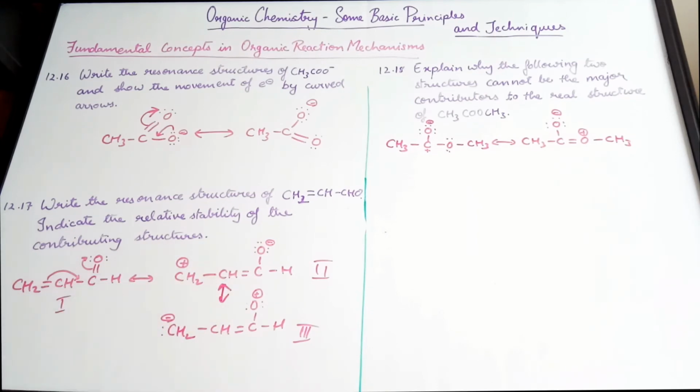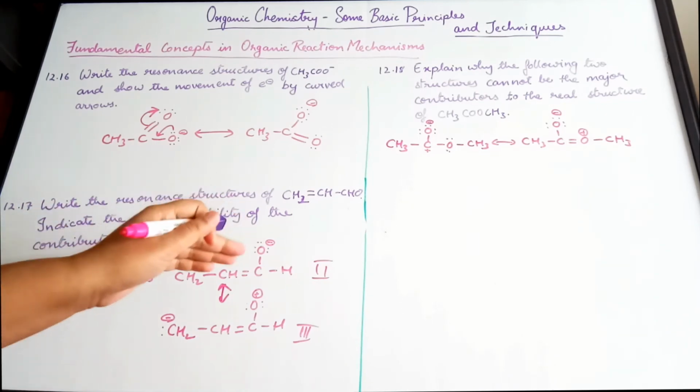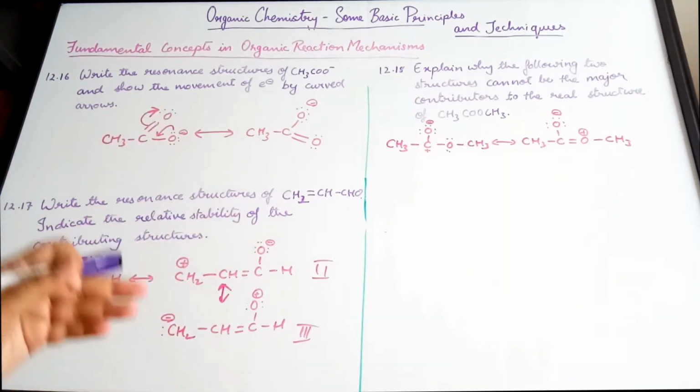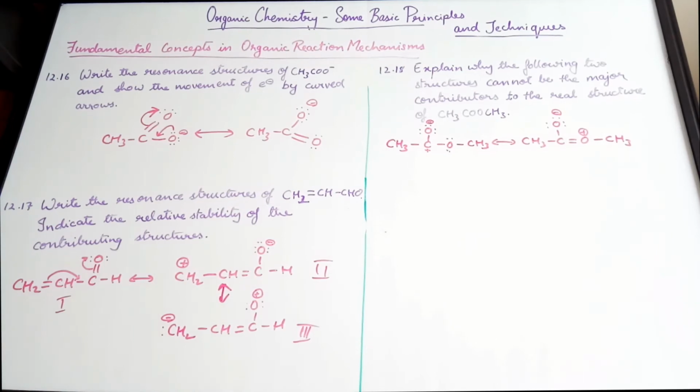The second one has a positive charge on an electropositive atom like carbon and a negative charge on oxygen, so it's relatively more stable than the third one. So the order of stability in this case is going to be 1, which is more stable than 2, which is more stable than 3.